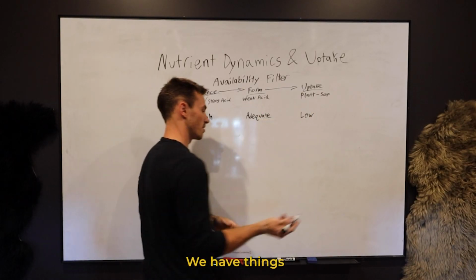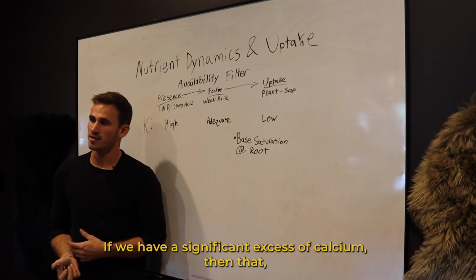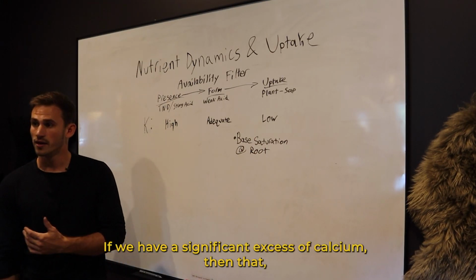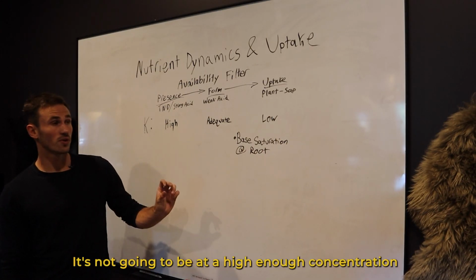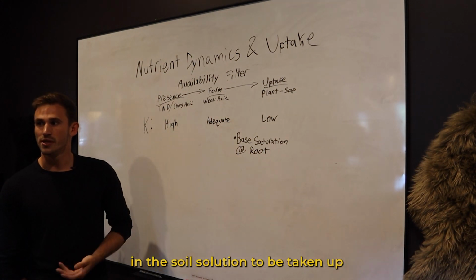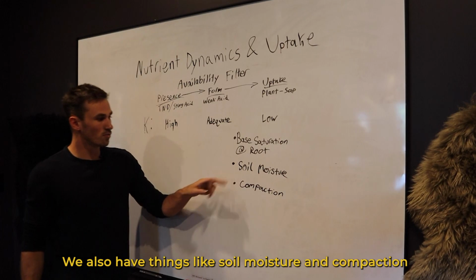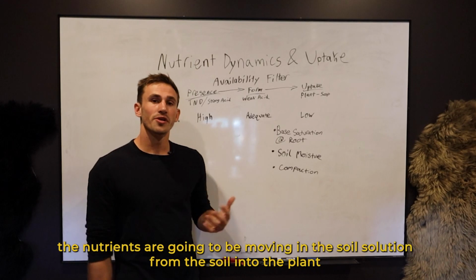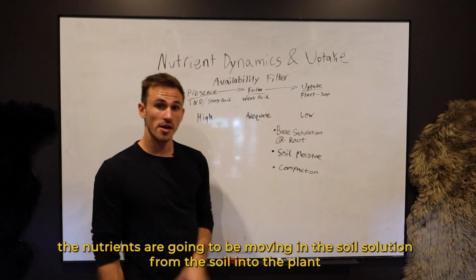We have things like base saturation at the root zone. If we have a significant excess of calcium, then that potassium is going to be competing for exchange sites. It's not going to be at a high enough concentration in the soil solution to be taken up. We also have things like soil moisture and compaction.